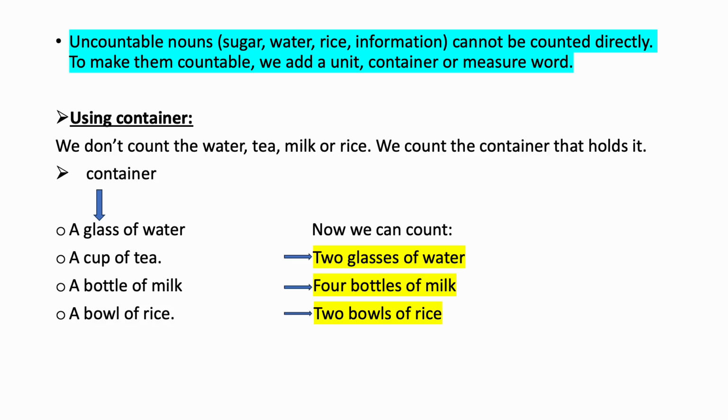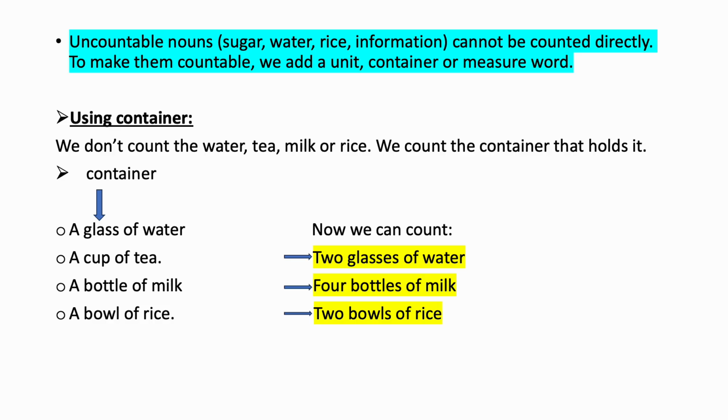So we say a glass of water. Here, glass is the container and it helps us count the water. Now we can count 2 glasses of water, 3 glasses of water, 4 glasses of water. In the same way, we say a cup of tea. Now we can count 2 cups of tea, 3 cups of tea.